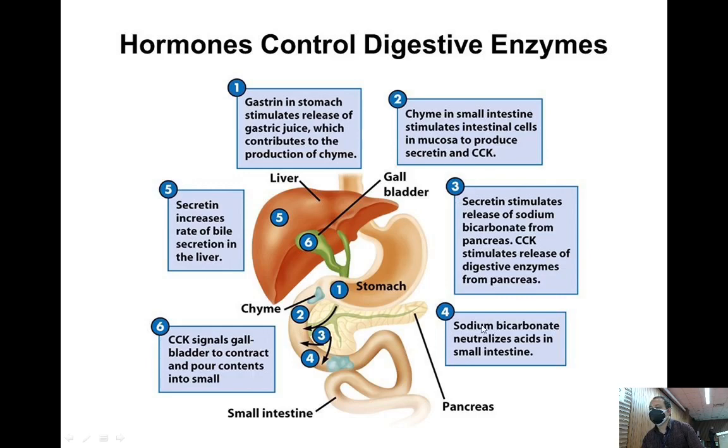So this is an integrated function that is happening in the GIT, all for controlling digestion, and for controlling the flow of the digested material from the stomach into the small intestine, and from the small intestine into the large intestine. So it's all about the basic functions of the GIT. I think that is all about the discussion on the hormonal control of the GIT.